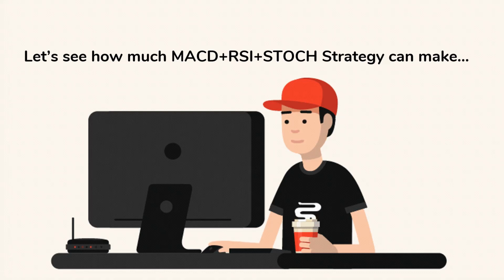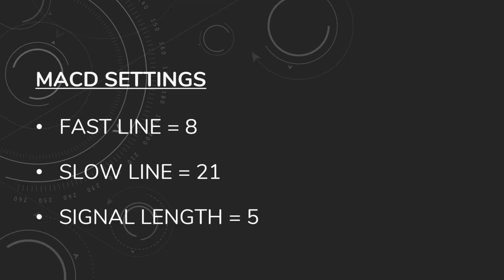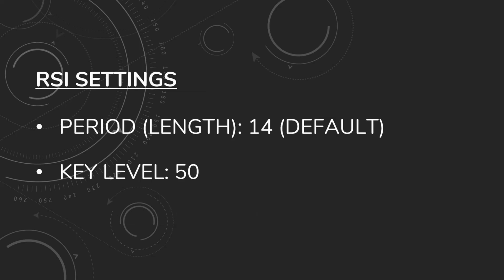First, let's set up our indicators. For MACD settings, we'll ditch the old parameters and use 8 period for the fast line, 21 for the slow line, and 5 for the signal line. For RSI settings, we'll use the default setting of 14 period.